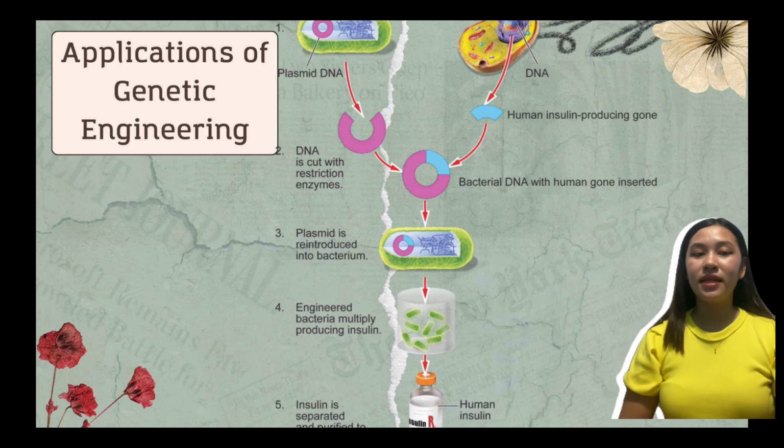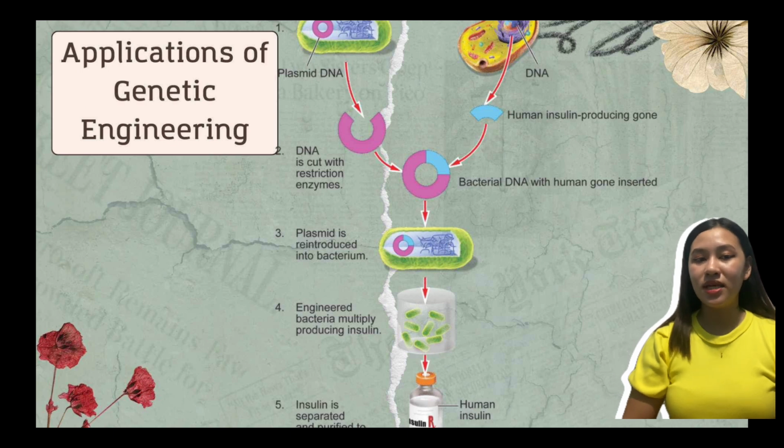Second is the DNA is cut with restriction enzymes. Ang scientist gagamit og special proteins nga ginatawag nga restriction enzymes para makat ang plasmid sa DNA of a specific sites. So this creates an opening where a desired gene such as the human insulin gene nga ma-insert siya.